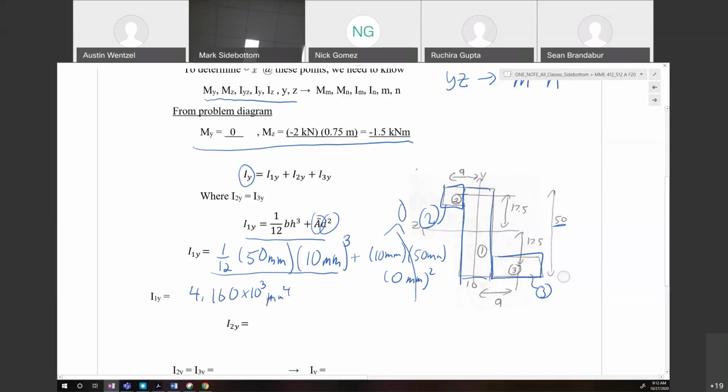Does anyone have any questions about how I1y was determined?